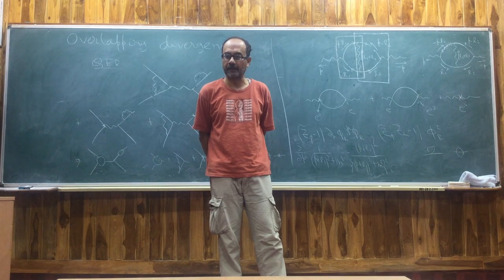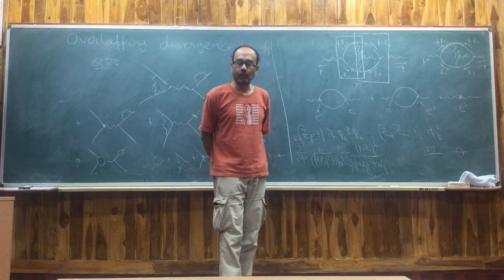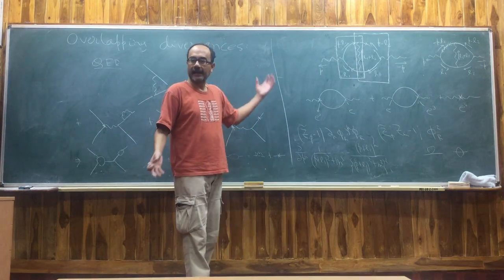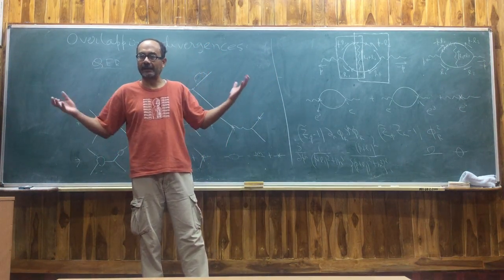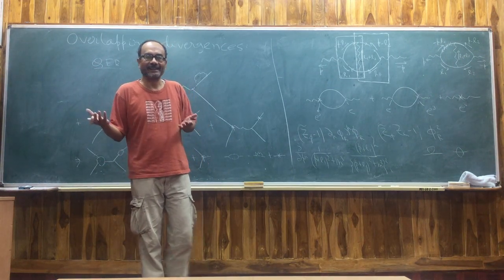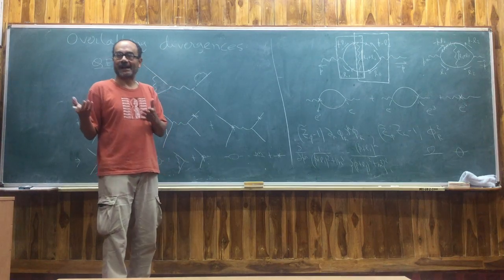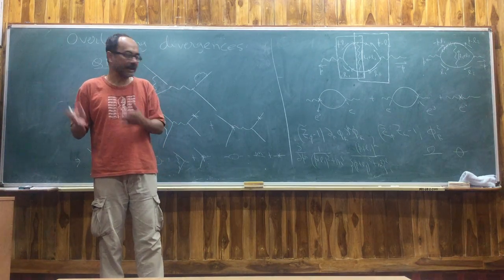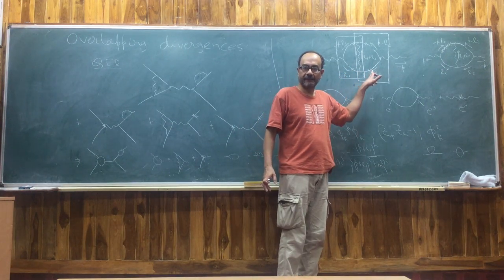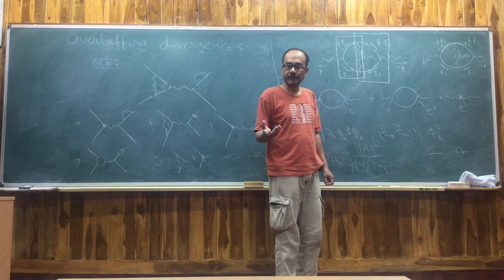But this is something that you have to keep in mind, that the proof of renormalization doesn't just involve doing power counting. Otherwise, you could have proved renormalization in just two lines, right? Dimensional analysis, that's what I did. But there is more to proving renormalization than dimensional analysis, and much of it has to do with the overlapping divergences. There are various tricks to handle this.